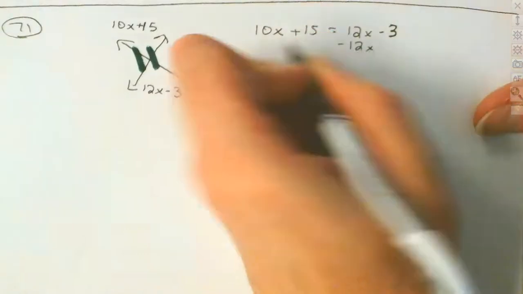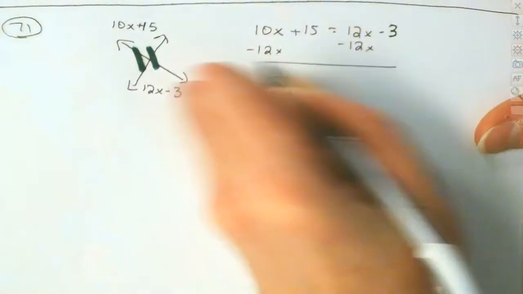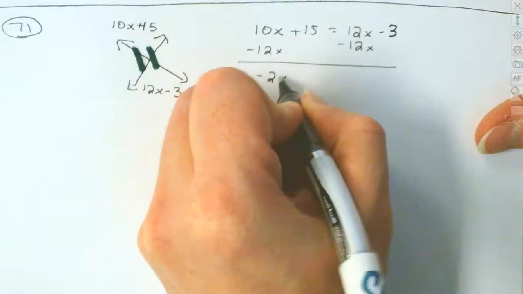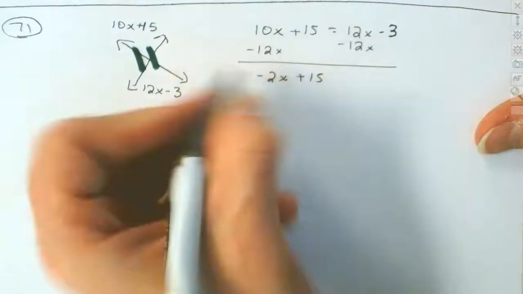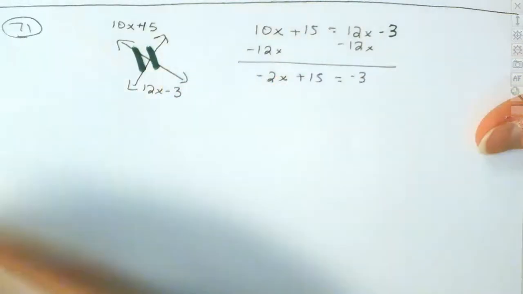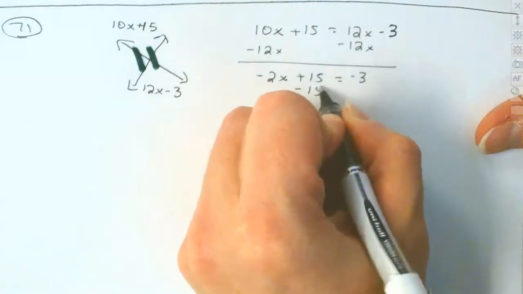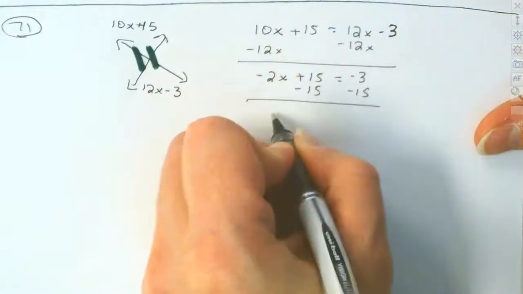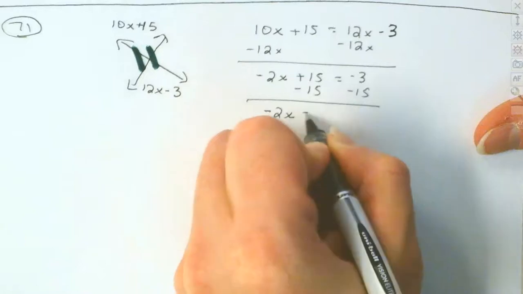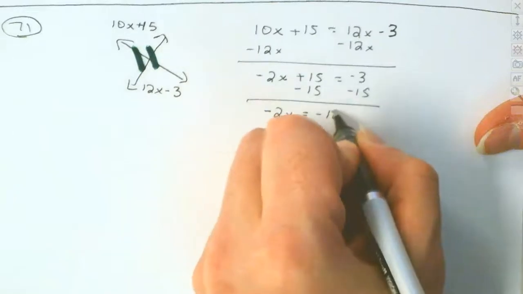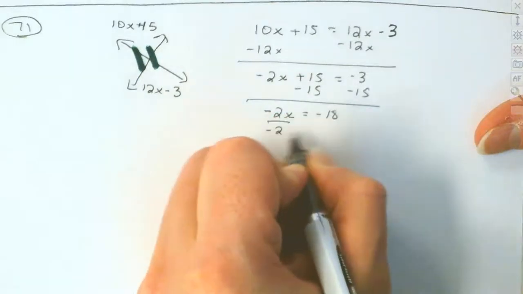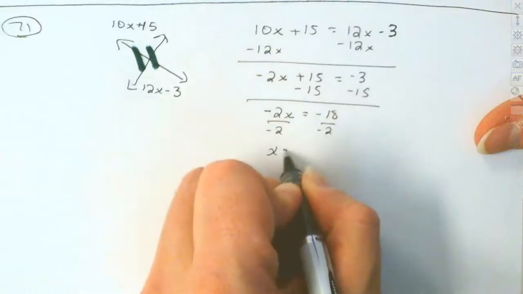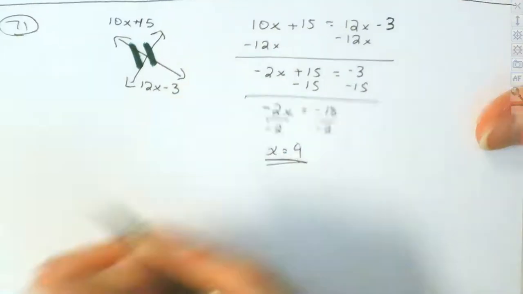I'm going to move the 12x over. And that leaves me then with a minus 2x plus 15 equals a minus 3. Move that 15 over. And we've got a minus 2x equals now a minus 18. Divide by our negative 2. And we get a positive 9.